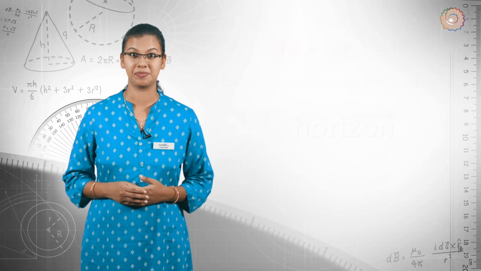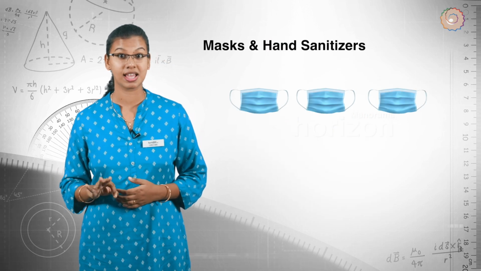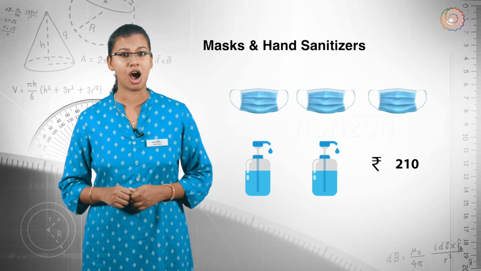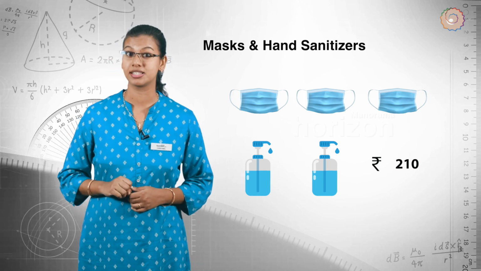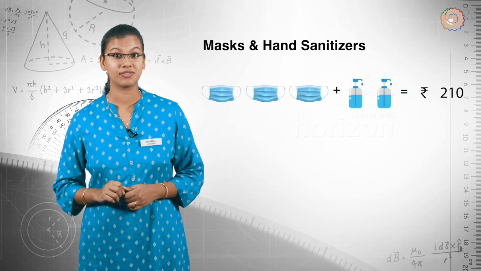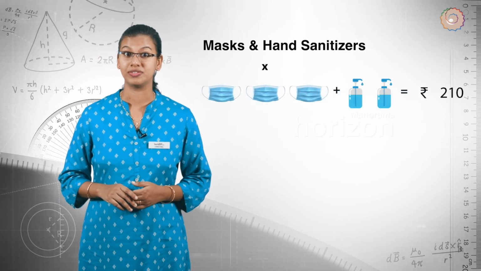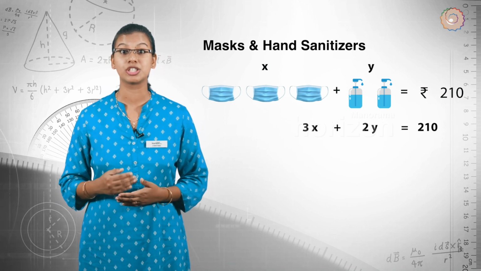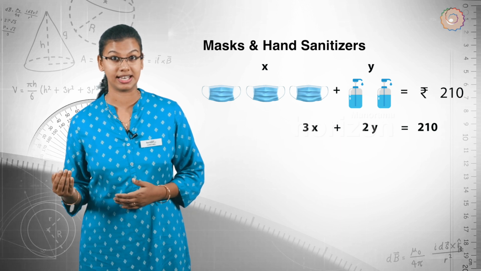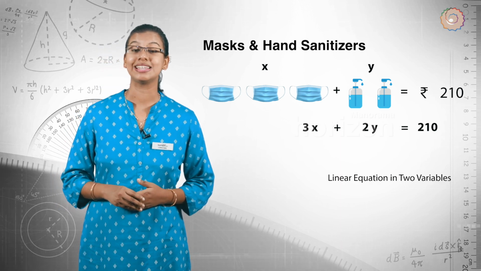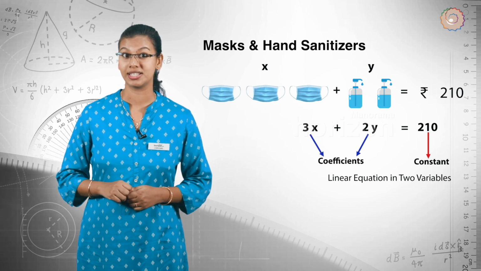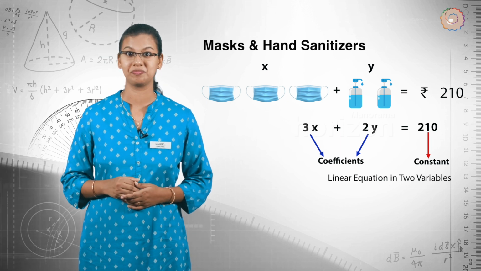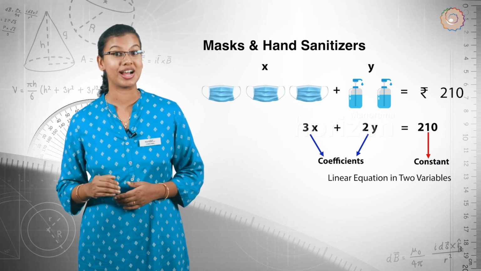Let's see another example. Suppose you bought 3 masks and 2 hand sanitizers for rupees 210. Can you say how much one mask or one hand sanitizer costs? Consider the price of the mask as x and the price of the sanitizer as y. We can formulate them as 3x plus 2y equals 210, which is also a linear equation in two variables. Here we notice that x and y have coefficients 3 and 2 respectively. Also, there is a constant 210.